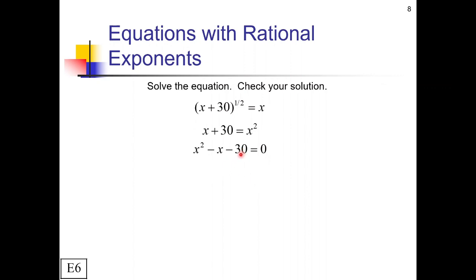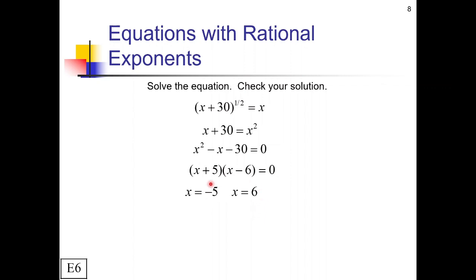This looks like it should be factorable. Things that multiply to negative 30 and add up to negative 1. Well, 1 and 30 doesn't work, neither does 2 and 15, neither does 3 and 10. 5 and 6 works if I have positive 5 and negative 6. So we have x plus 5, x minus 6 equals 0. Zeroing each of these out, we have x equals negative 5 and positive 6.